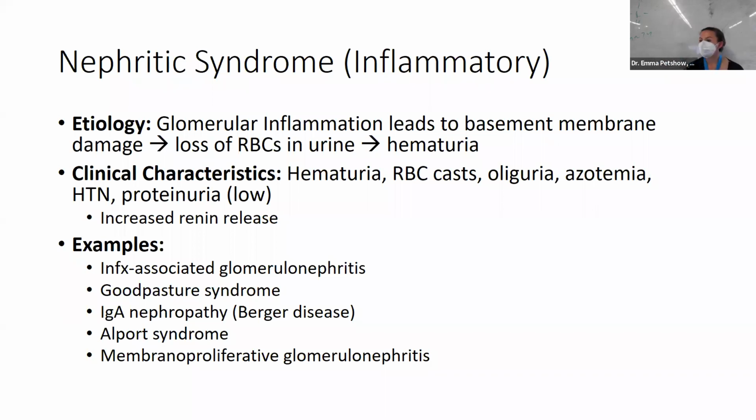It can cause increased renin release, which is why it can lead to hypertension. So that's the pathophys behind the hypertension as part of this syndrome: it will stimulate renin release, which stimulates the RAA pathway. Examples, like I mentioned already, are infection-associated, Goodpasture syndrome, IgA or Berger's disease, Alport, and membranoproliferative, which can be both, but tends to be a little more nephritic than nephrotic.